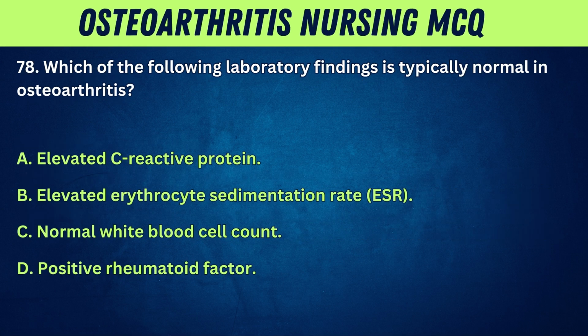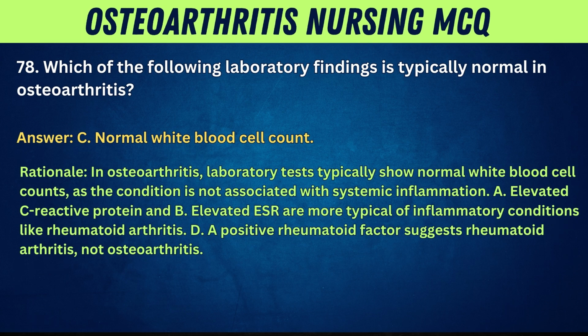Which of the following laboratory findings is typically normal in osteoarthritis? A. Elevated C-reactive protein. B. Elevated erythrocyte sedimentation rate, ESR. C. Normal white blood cell count. D. Positive rheumatoid factor. Answer: C. Normal white blood cell count.